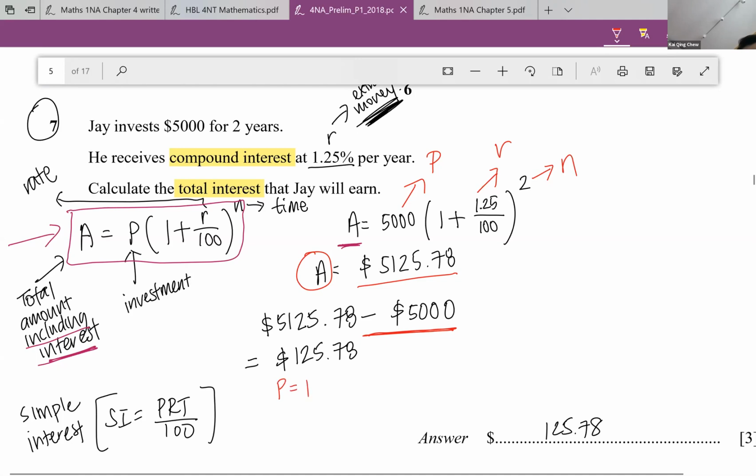Principal is how much you put in. Put in what? The bank account. So it's like investment or how much you deposit. They will always use words like, I deposit this amount, I invest this amount. This is your principal.